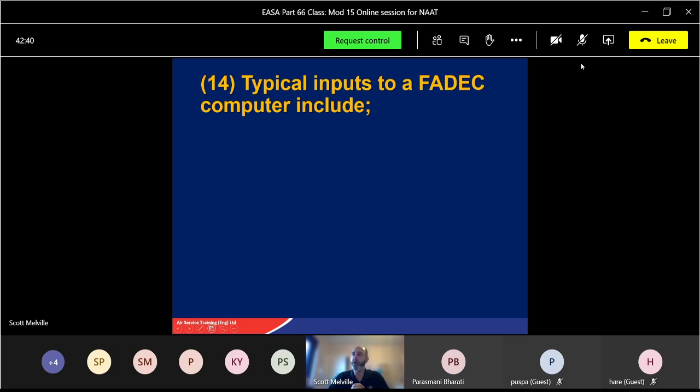14. Typical inputs to a FADEC computer include, there's a few, but just think of the basic ones, the very first diagram. What sort of basic input does a FADEC look at?